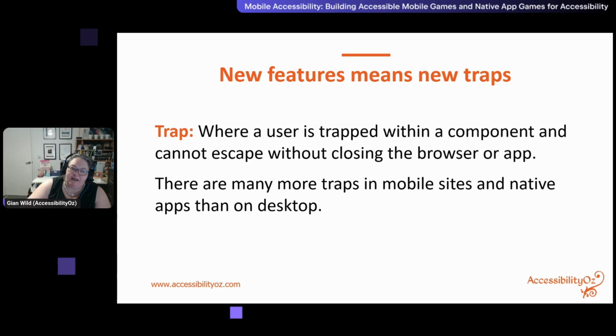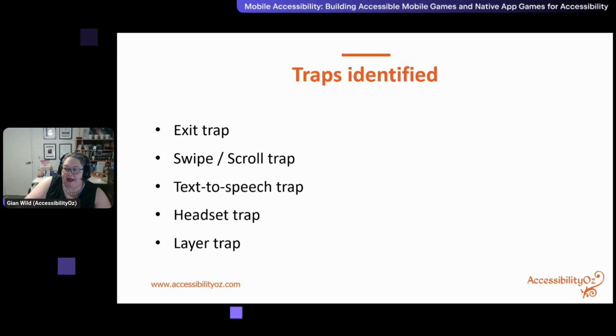The most common one known on desktop is the keyboard trap. You tab into a component, but you can't tab out of it. So the only way to escape is to close the browser and start again. We identified that there are 5 different traps that can occur on mobile sites and native apps: the exit trap, the swipe scroll trap, the text-to-speech trap, the headset trap, and the layer trap.